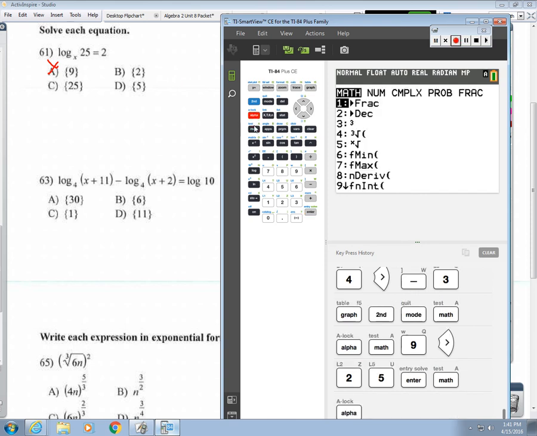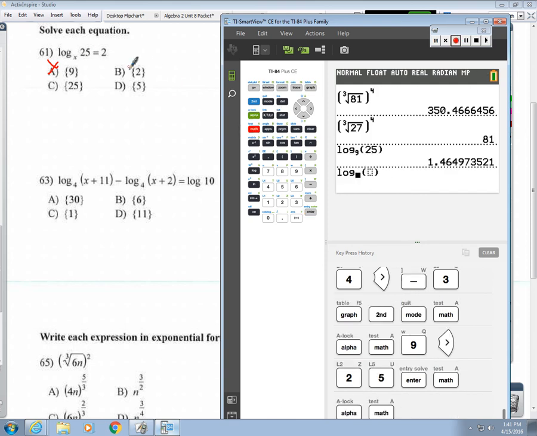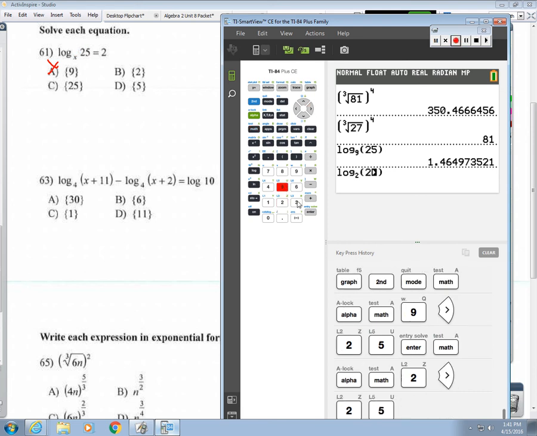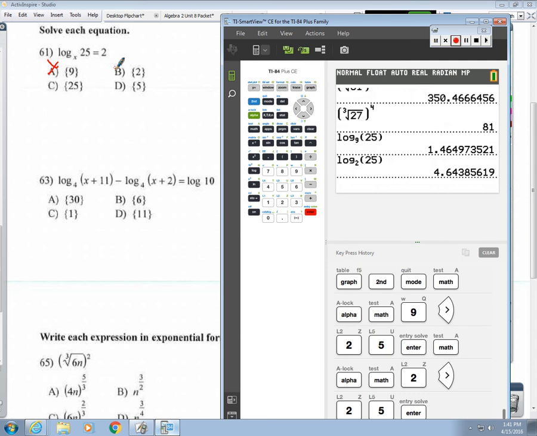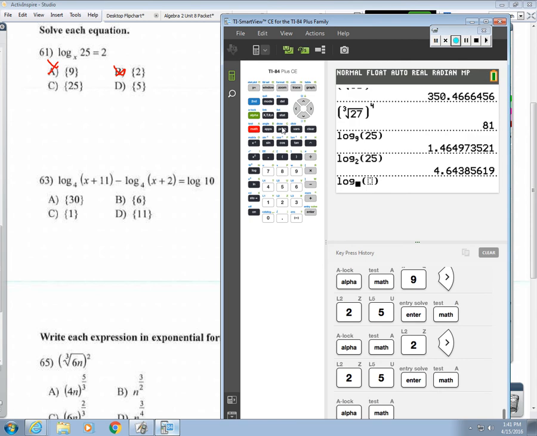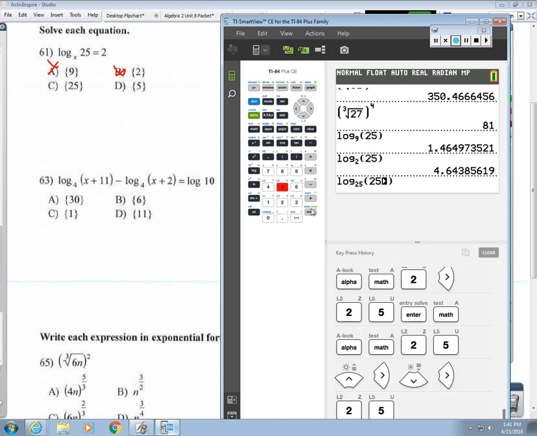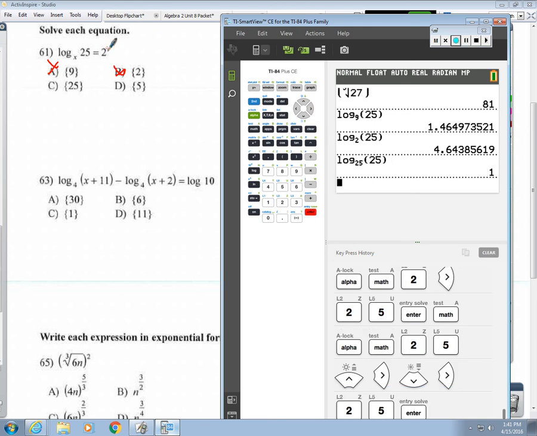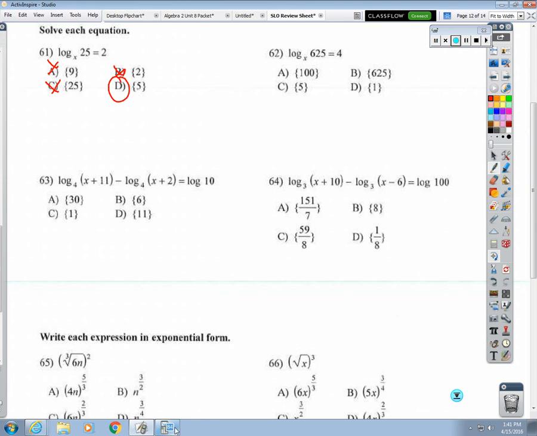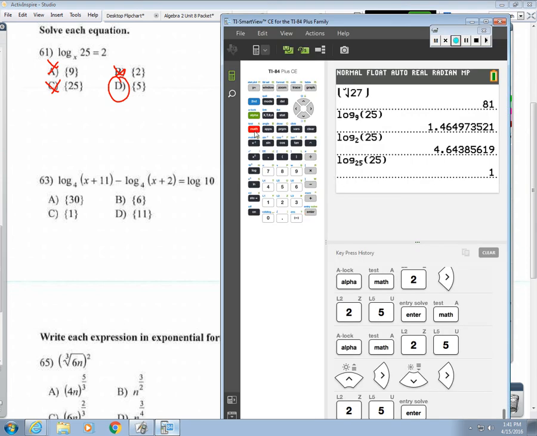So math, alpha, math. This time we're trying 2 in for x. So log base 2 of 25. That does not equal 2. So now we're trying 25. Math, alpha, math. Log base 25 of 25 is 1. That's not what we're looking for. So obviously it's D. If you have time, you better check it just to make sure.